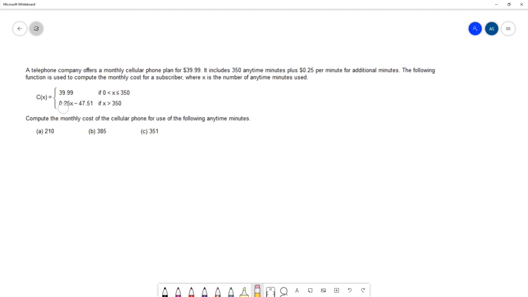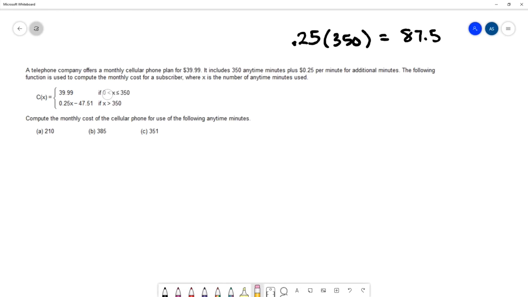So that's 25 cents per minute minus 47.51. So it says compute the monthly costs of the cellular phone for use of the following anytime minutes. If we're going to use 210 anytime minutes, then what would the cost of our plan be?